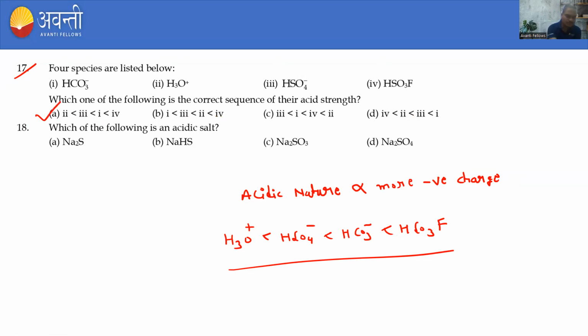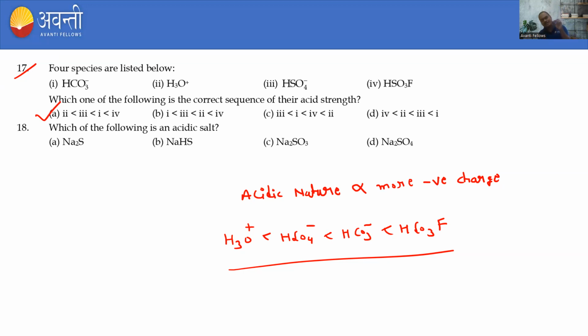Okay. Now, move to the next question. That is, which of the following is an acidic salt? So we have to calculate which of the following is an acidic salt. We have options like Na2S, NaHS, Na2CO3, Na2SO4. So always remember, acidic salt means what? Basically, salt is formed when the acid and base react.